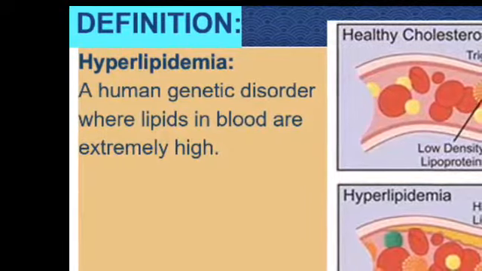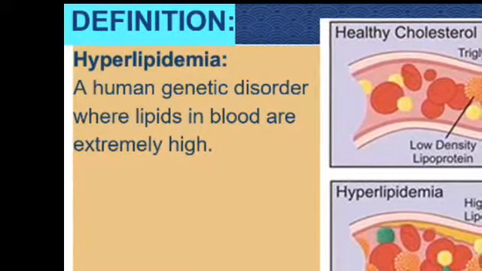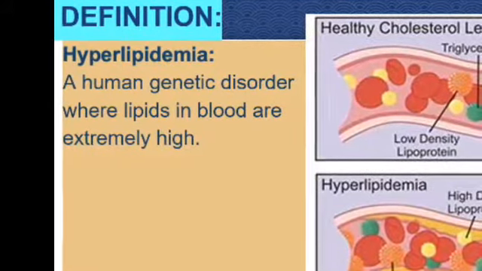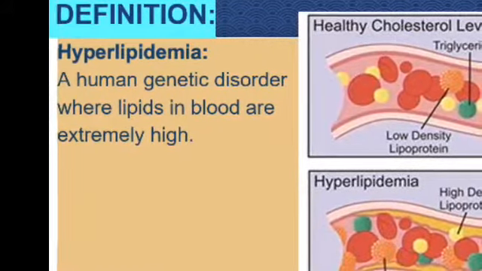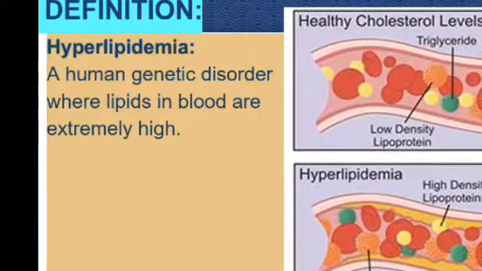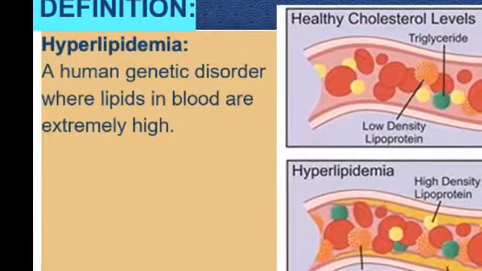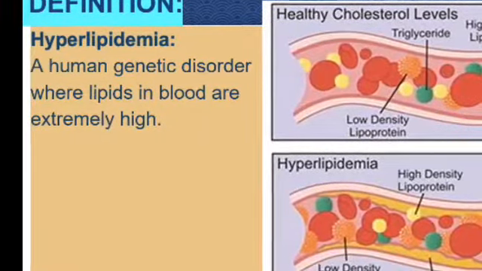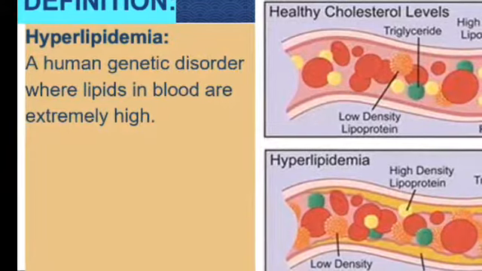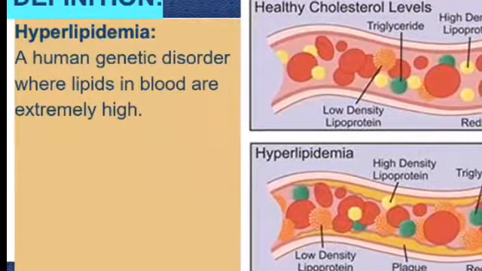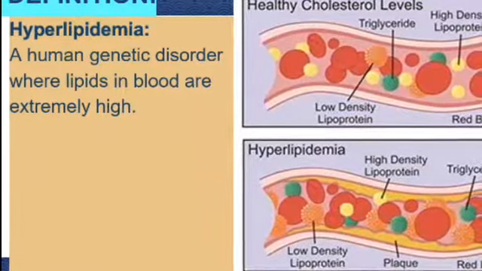Hyperlipidemia is a human genetic disorder where lipids in the blood are extremely high. In a diagram, it is shown the difference between a person's body with healthy cholesterol levels and a person with hyperlipidemia. I would like you to have a glance at that picture because I will explain that later after my discussion about the types of lipoproteins such as LDL, HDL, triglyceride, and the two others which I will discuss later.